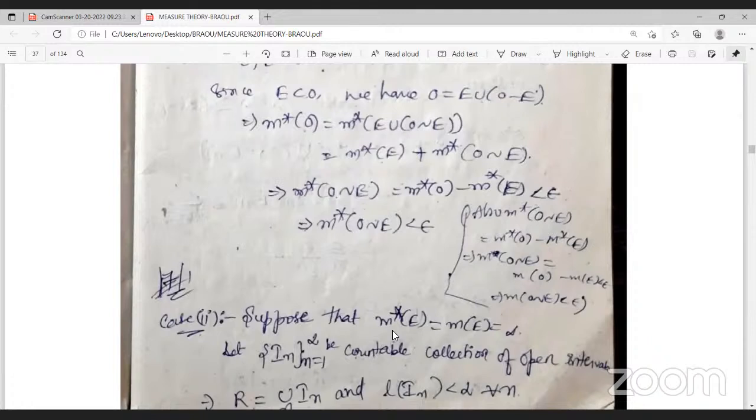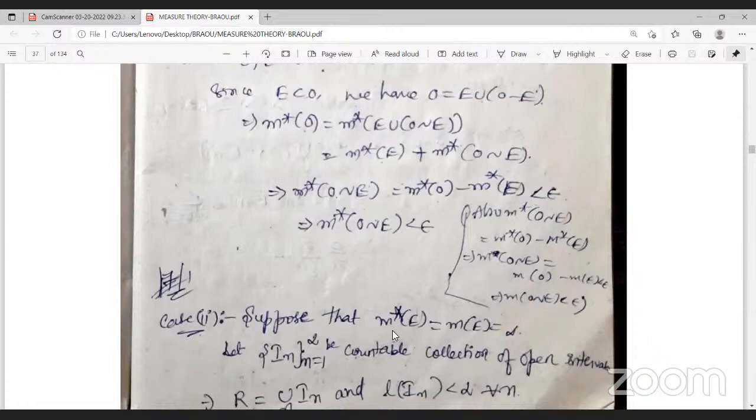Another one is, G is a subset of G. E1 is a subset of G1. E2 is a subset of G2. E3 is a subset of G3. Therefore, we can write En is a subset of Gn. G equal to union of n equal to 1 to infinity Gn. E equal to union of n equal to 1 to infinity En. Therefore, M star of Gn minus En less than epsilon by 2 power n.